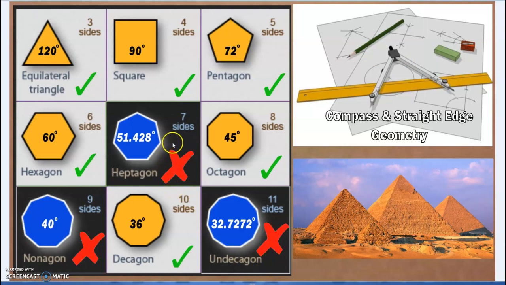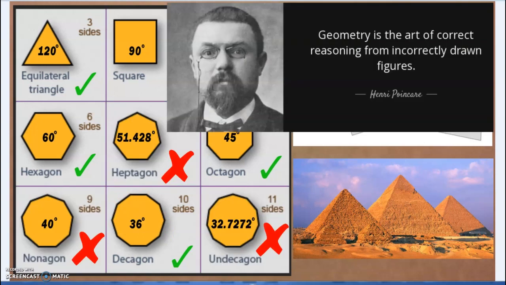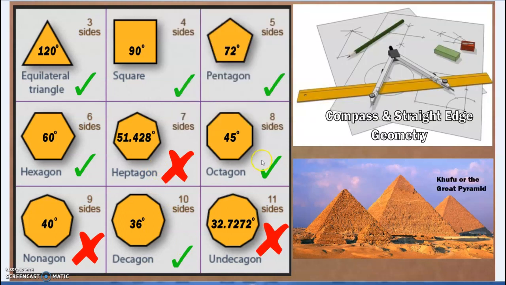So now we have the 7-sided heptagon, the 9-sided nonagon, and the 11-sided undecagon. You cannot draw them perfectly with compass and straight edge geometry. You can do close approximations, but to perfectly draw them you cannot, and this is an interesting feature. The 7, the 9, and the 11. Geometry is the art of correct reasoning from incorrectly drawn figures, and there you go. So these certain figures cannot be drawn perfectly with compass and straight edge geometry, and let's begin with the Khufu or the Great Pyramid.